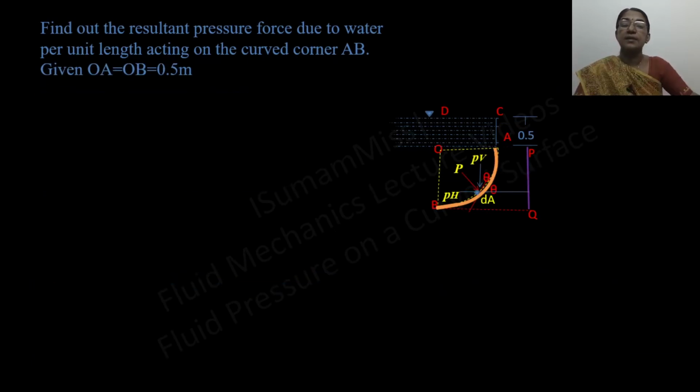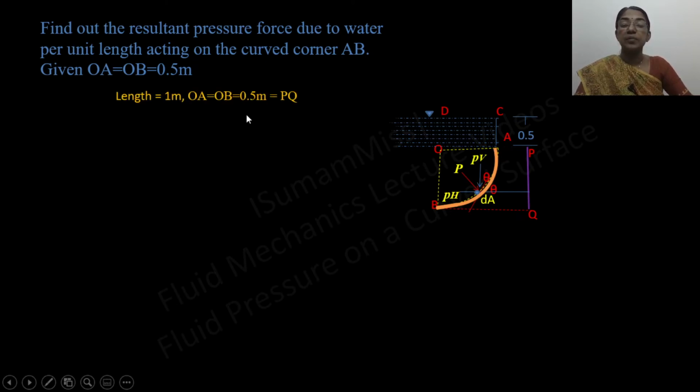Now let us discuss the pressure force that is acting on the curved surface AB. It is given that OA and OB are equal to 0.5 meter. The pressure force P is resolved into PH and PV. The horizontal component of resultant hydrostatic force may be obtained by projecting this curved surface AB upon a vertical plane. So this PQ is the projected area. It is given that length is equal to 1, so OA equal to OB equal to 0.5.